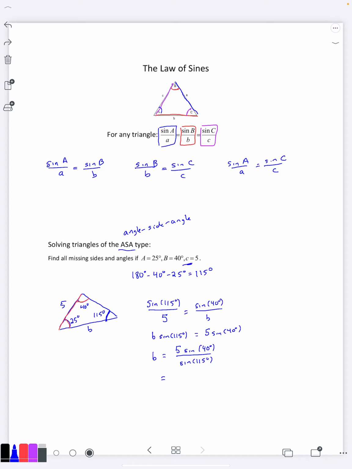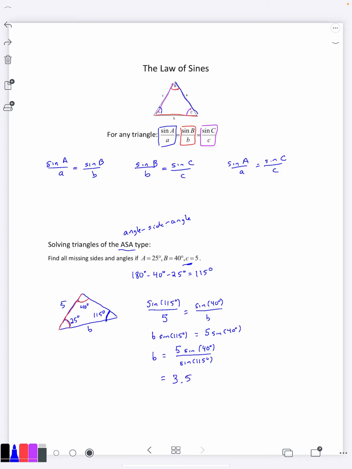And we do want to make sure that our mode is in degrees on our calculator. Otherwise, we will get the wrong answer here. And I'm getting a b value of 3.5. That's how long that side is.